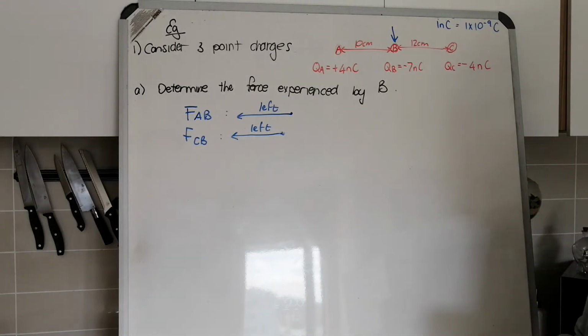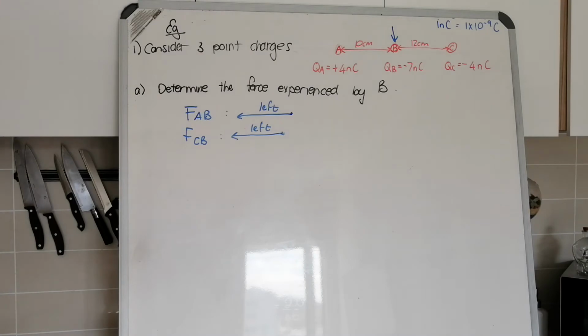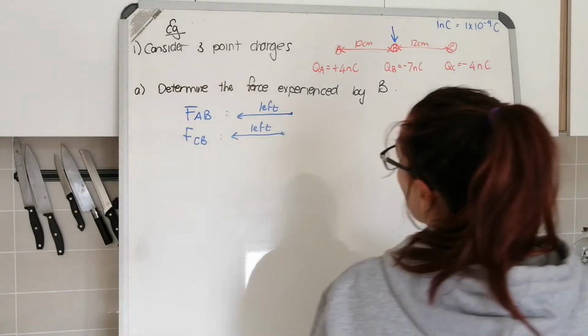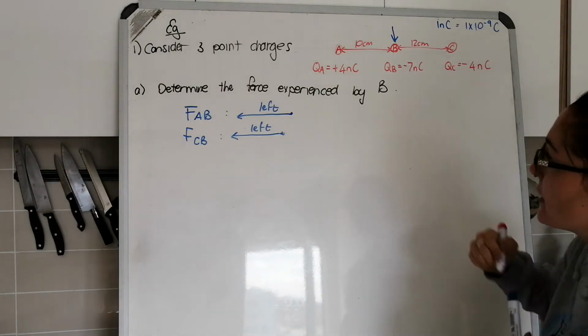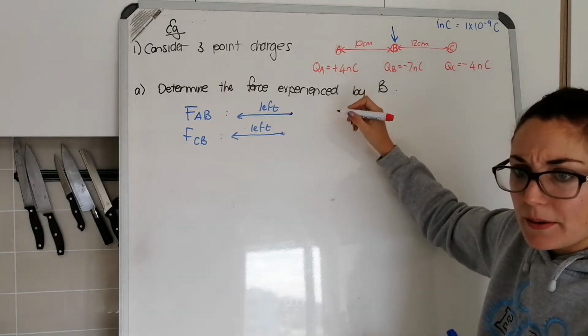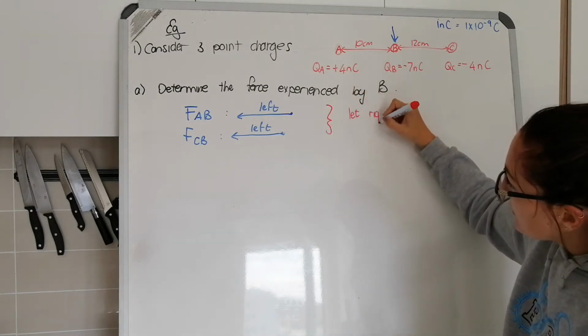Next up we pick a positive direction. I'm stuck in my ways. I like to always just pick right as positive or up as positive, but these are both left. So if you want to say left as positive, go for it. I'm going to say let right be positive.